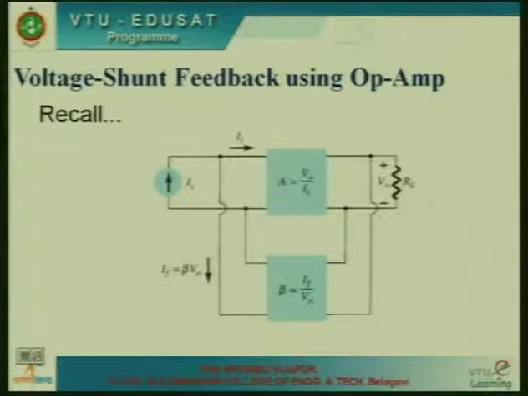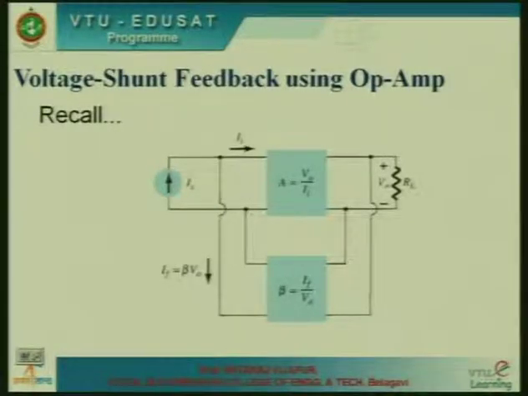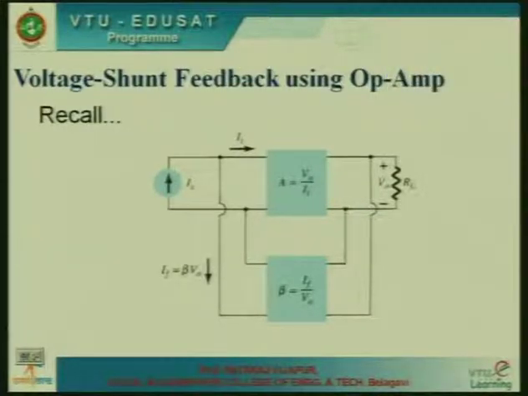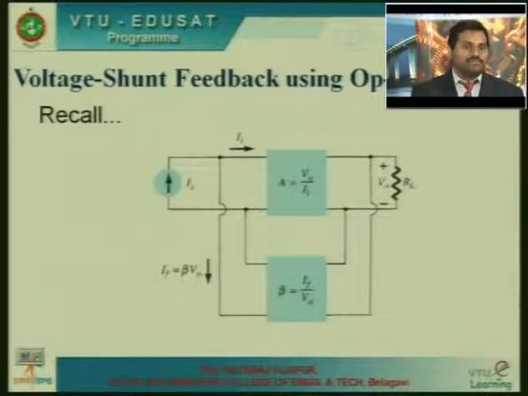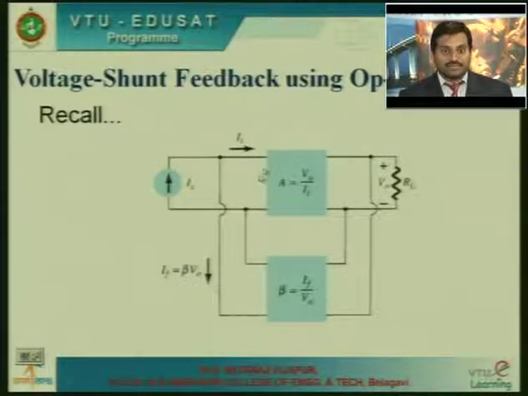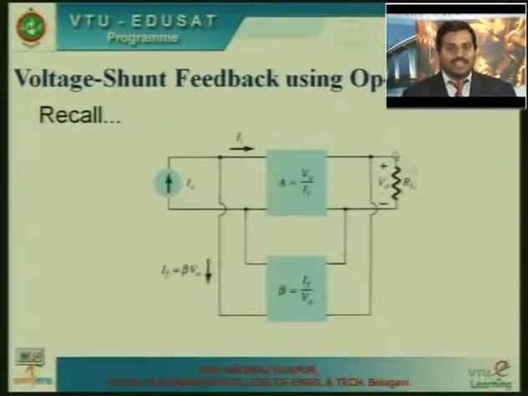We have now discussed voltage series feedback, one example. Then we have discussed current series feedback, one example. Okay, now we will proceed further. Voltage shunt feedback using op amp. Recall this diagram, take down this diagram. It's a voltage shunt feedback configuration. What elements are involved here? You have an open loop amplifier, a feedback network, an output and a source signal. You have the load resistance RL and a source signal.